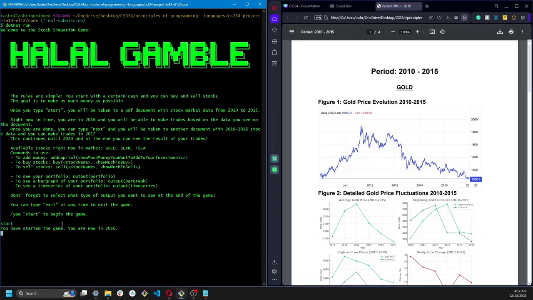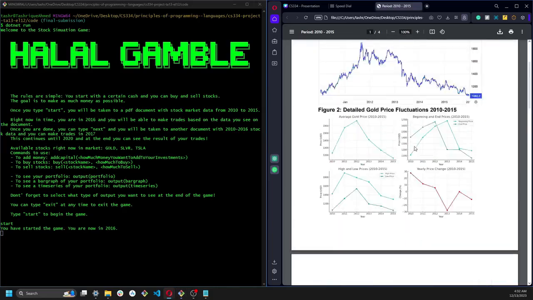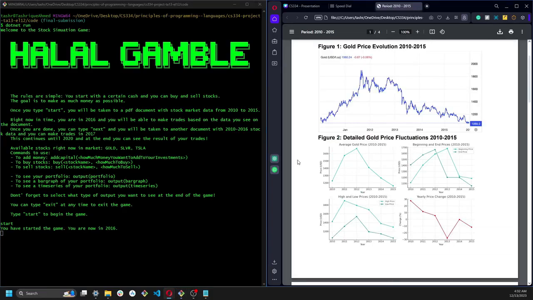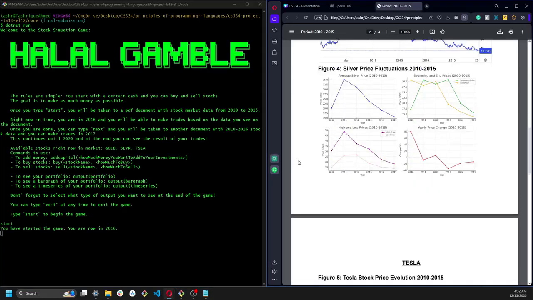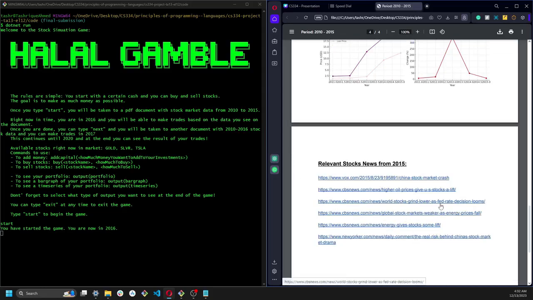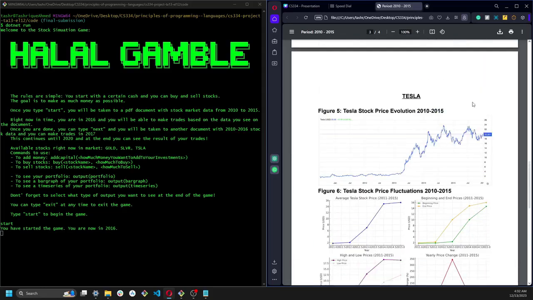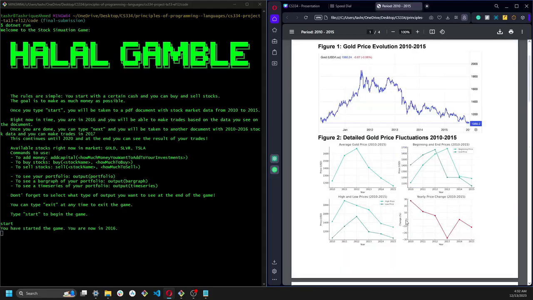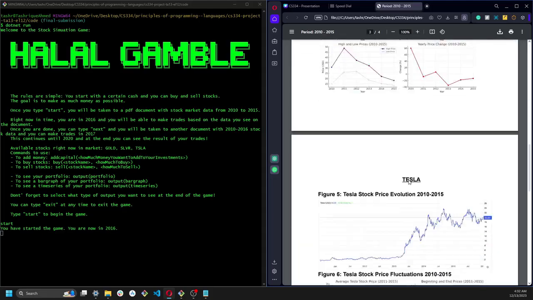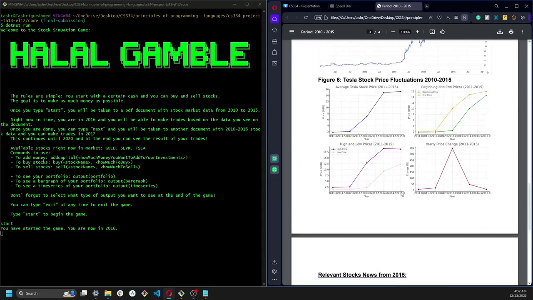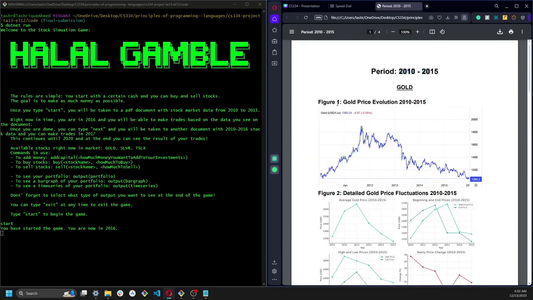The moment we type start, the game tells me that I am now in 2016 in time, and it opens a PDF document with the stock values of the available stocks, gold, silver, and Tesla, from 2010 to 2015, and all other variables that are important to consider while making stock transactions as a beginner. There is also some news related to these specific stocks that affected the price changes over the years. So a player can look at this news and try to infer if it's going to go up or down in the next years.